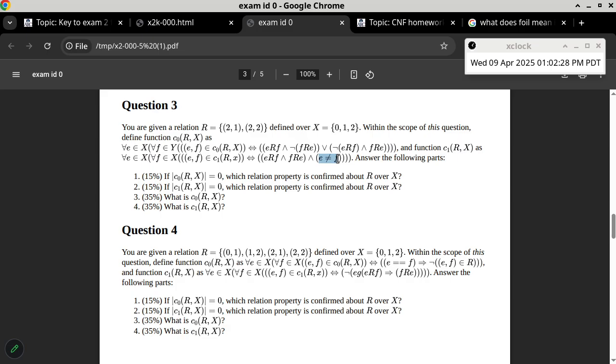Correct. So C1 is collecting counter examples of elements in R to show that R is not antisymmetric. So for anything that is antisymmetric, the set returned by C1 is going to be empty because we cannot find counter examples. Yes.